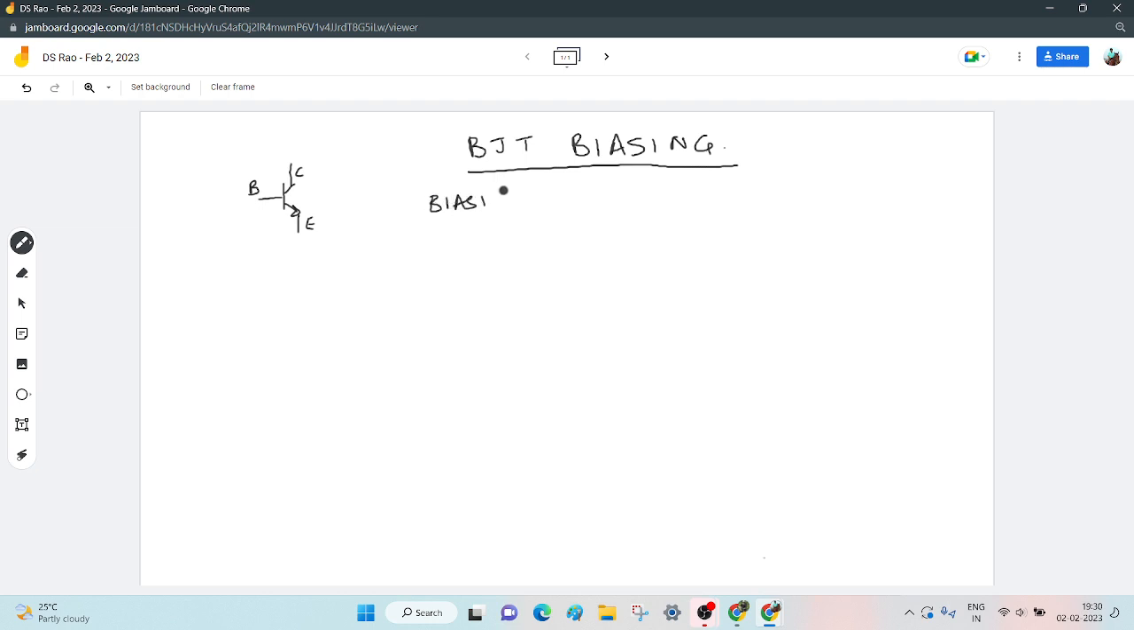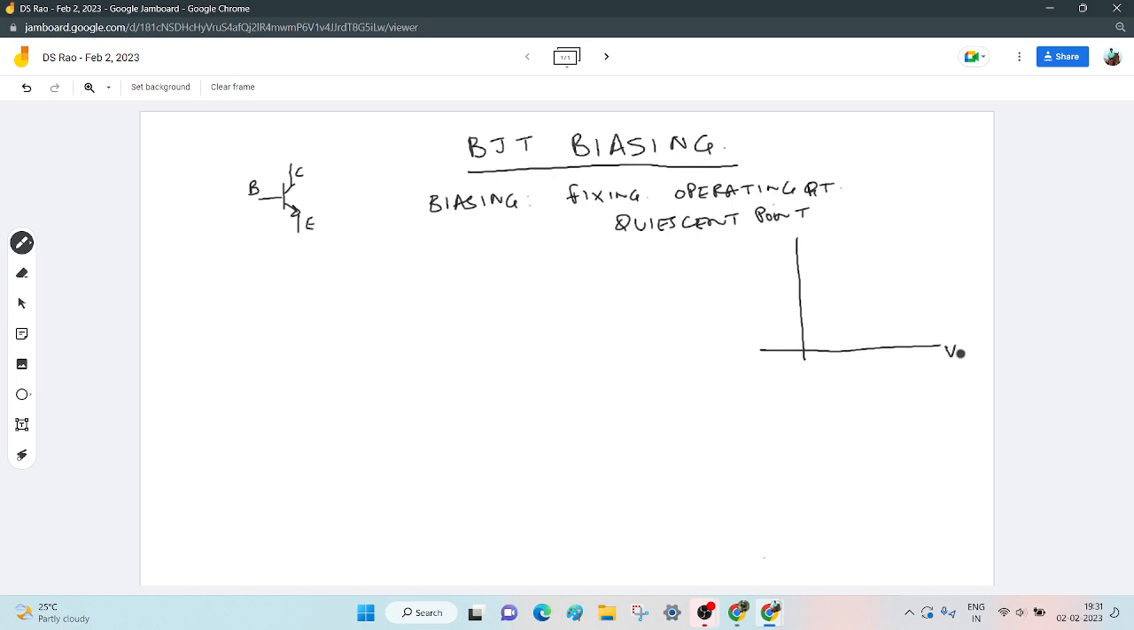At a very basic level, remember that biasing is fixing the operating point. Fixing the operating point. It is also called the quiescent point or Q point. Now, what is this? This is a point for a common emitter amplifier.